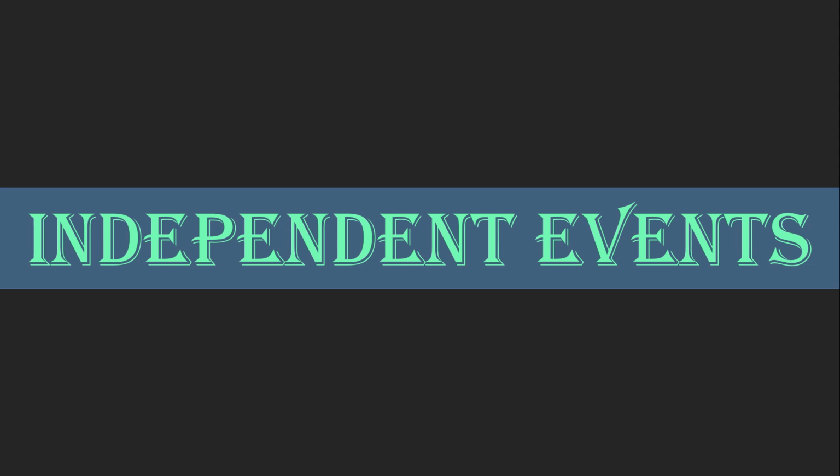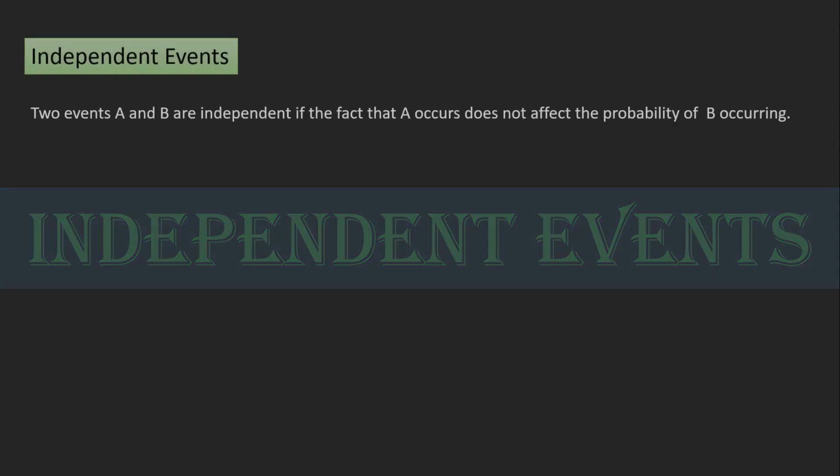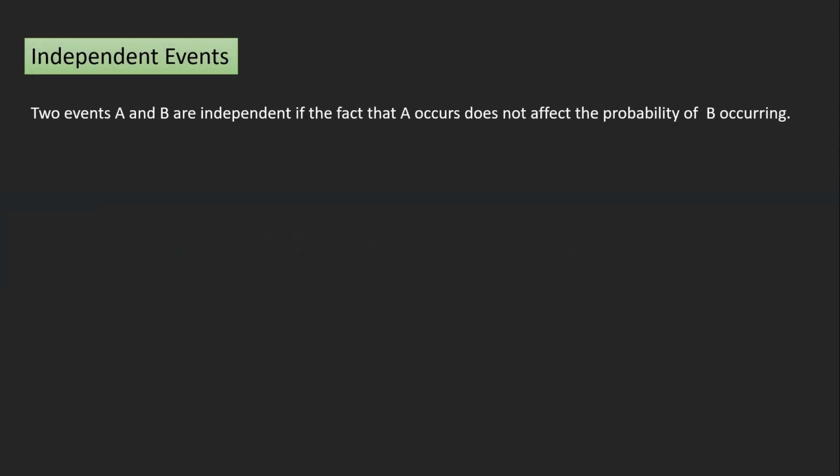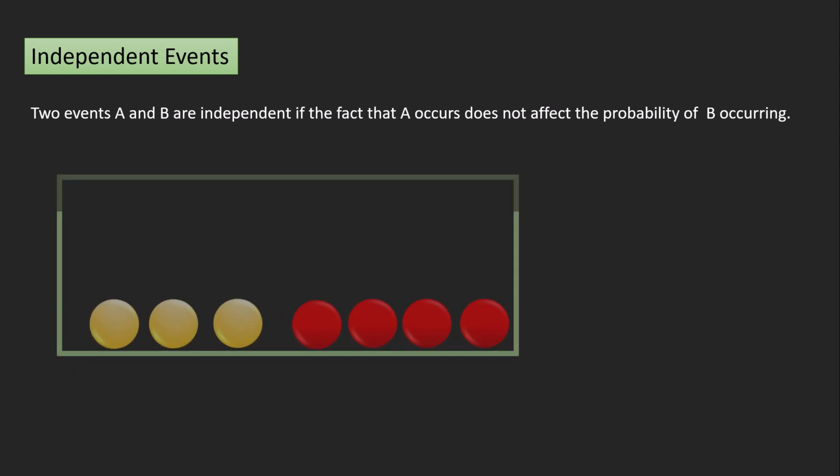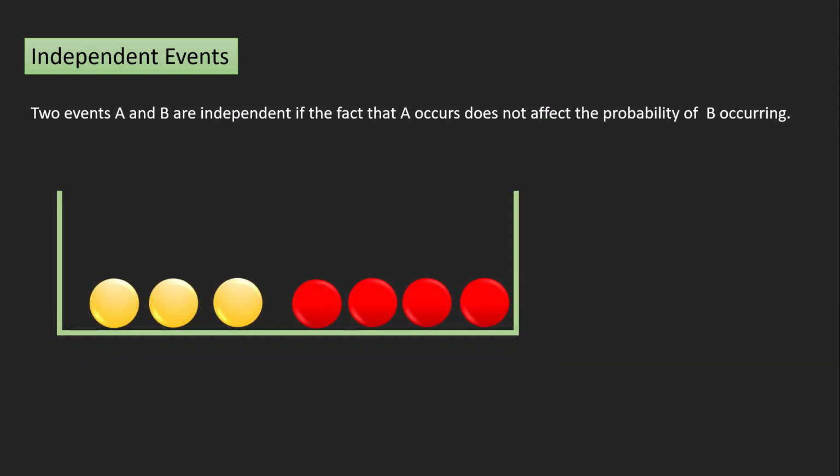Independent events. Let me explain the independent events in this video. Two events A and B are independent if the fact that A occurs does not affect the probability of B occurring. Let me explain this.